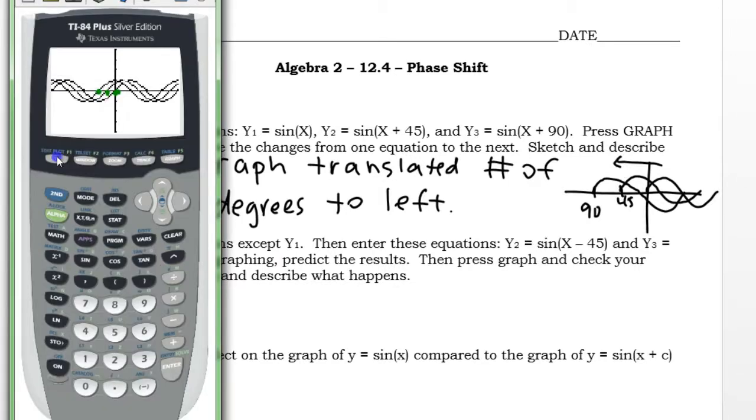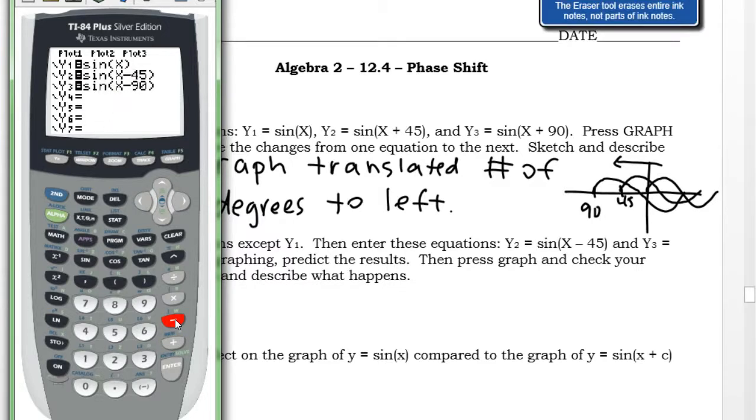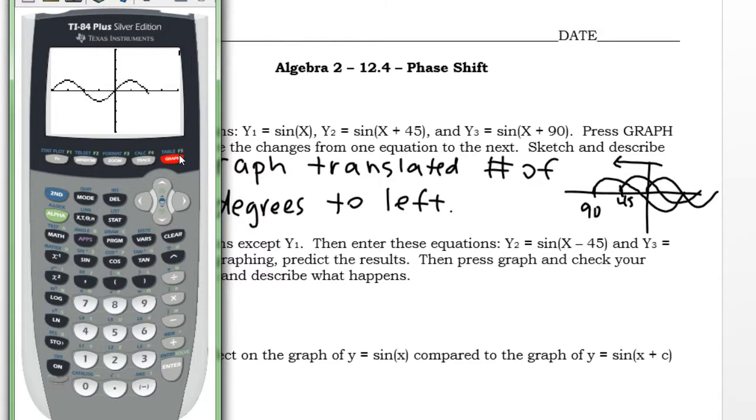Okay, so we're going to do the same exact thing, except make them minuses. So I'm going to keep my sine graph. I'm going to make this sine x minus 45 and sine x minus 90. My original sine graph is still there. Sine x minus 45 is graphing, and sine x minus 90 is graphing. What we should notice is that the graphs now are moving the said number of degrees to the right.